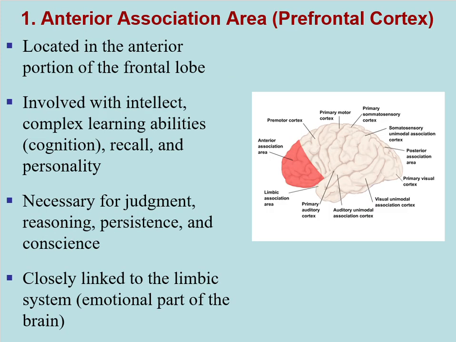So let's go look at the prefrontal cortex. It's the main part of the anterior association area, located on the anterior portion of the frontal lobe. It's involved with your personality, but that means it's involved with intellect and complex learning abilities, cognition, recall, and some memory and some emotion. And it's absolutely necessary for judgment, reasoning, persistence, and conscience. It's very closely linked to the limbic system, which we consider the emotional part of your brain.